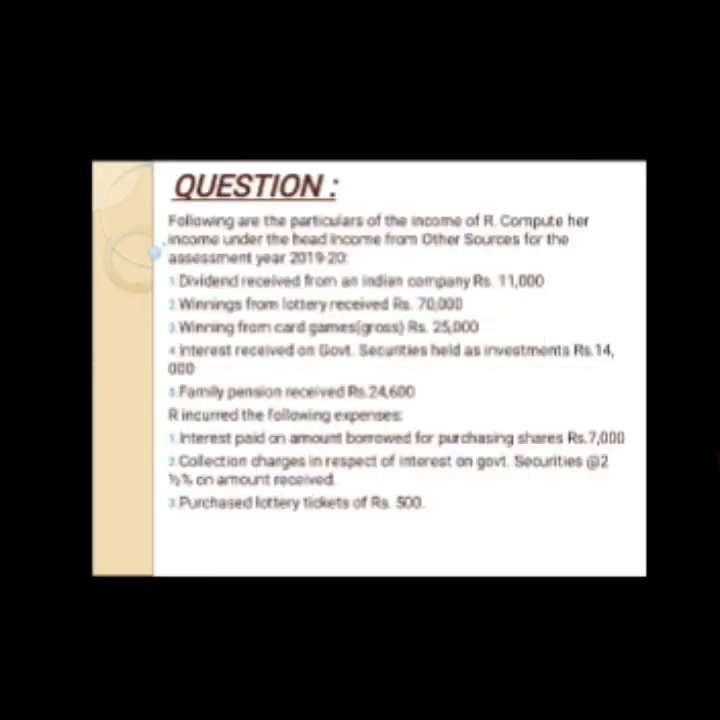For better understanding, here is a problem to solve. Following are the particulars of the income of a person. Compute her income under the head income from other sources for the assessment year 2019-20. Dividend received from an Indian company rupees 11,000. Winning from lottery received rupees 70,000. Winning from card games gross rupees 25,000. Interest received on government securities held as investments rupees 14,000. Family pension received rupees 24,600.